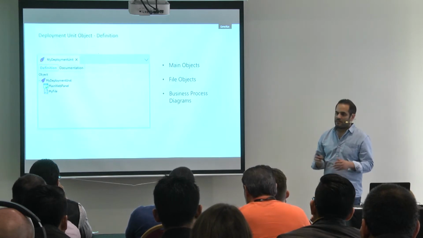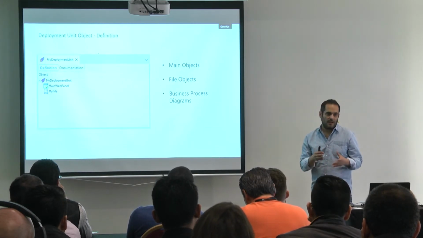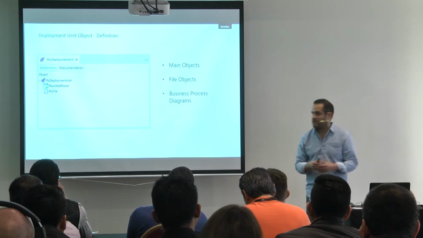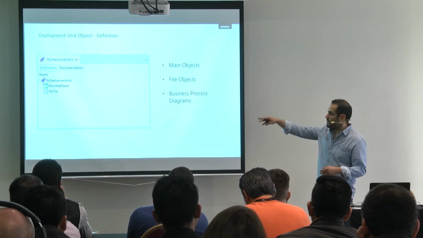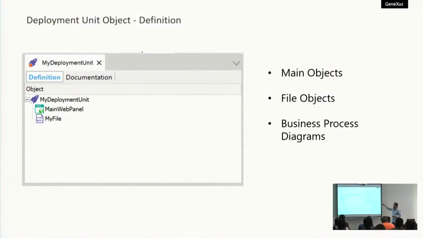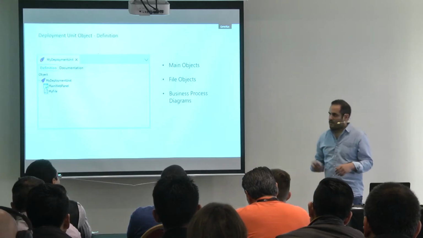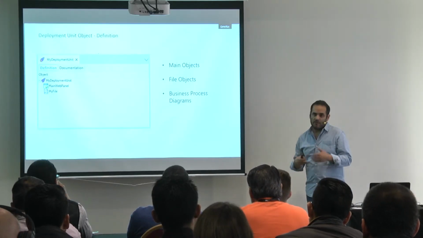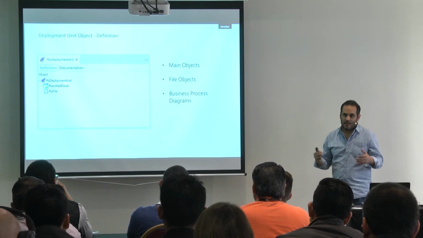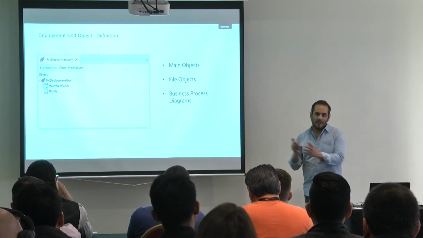And so we're going to have a deployment unit for each one of those units. The deployment unit is a list of objects, where we're going to include main objects. We can include file objects, or we can include business process diagrams. In fact, the idea is to indicate that you want to deploy this application, and then we're going to see that the deployment tool will determine everything that the package has.